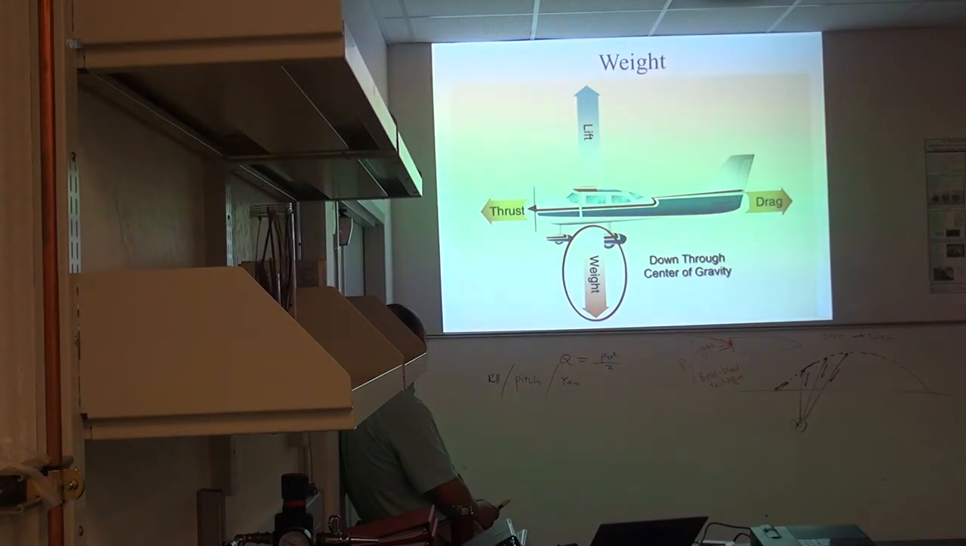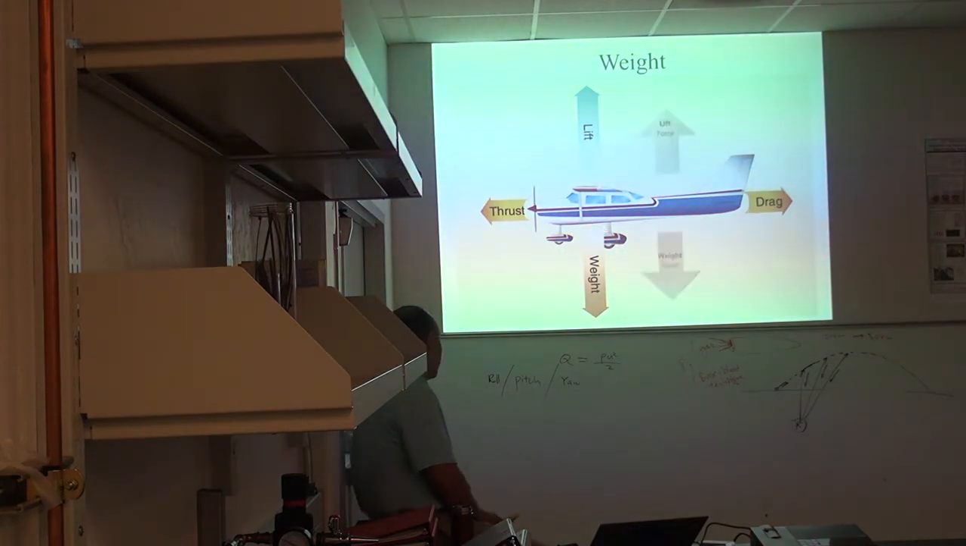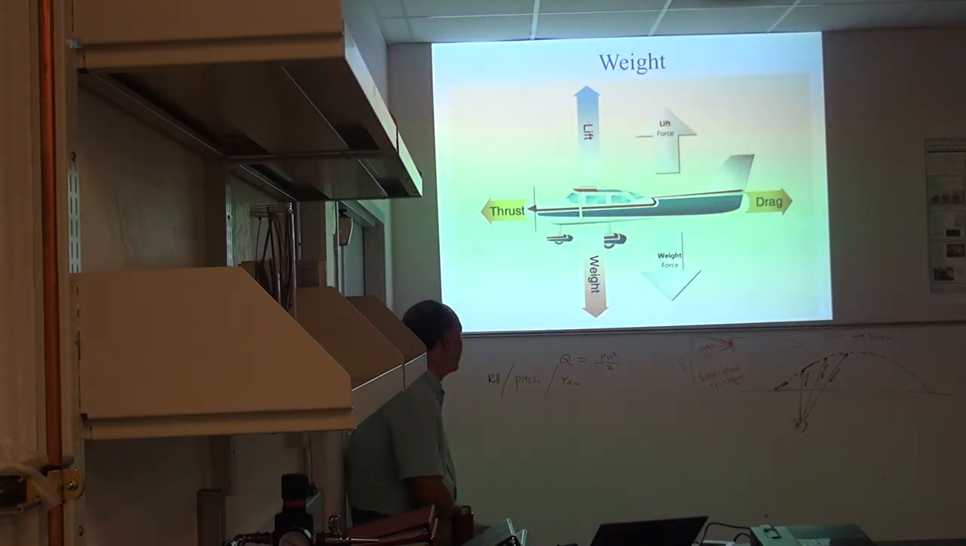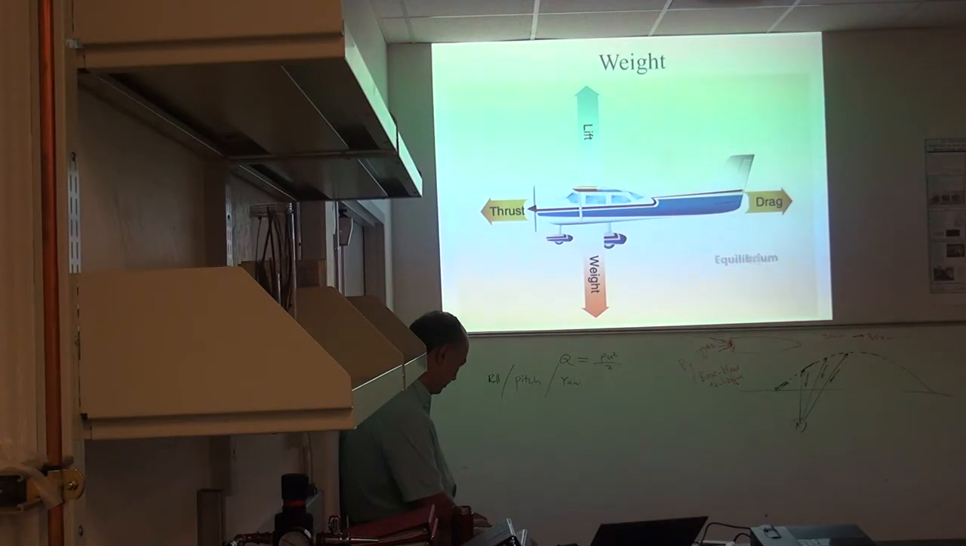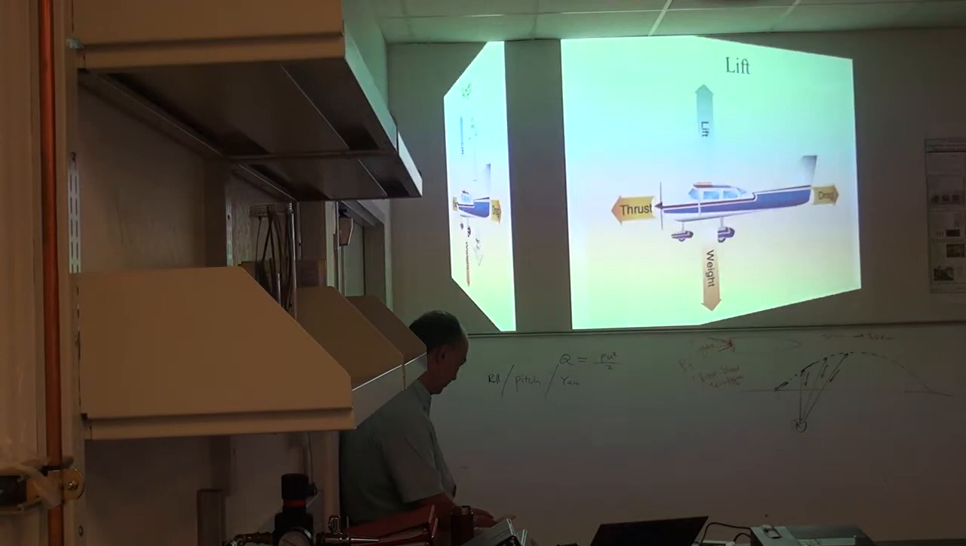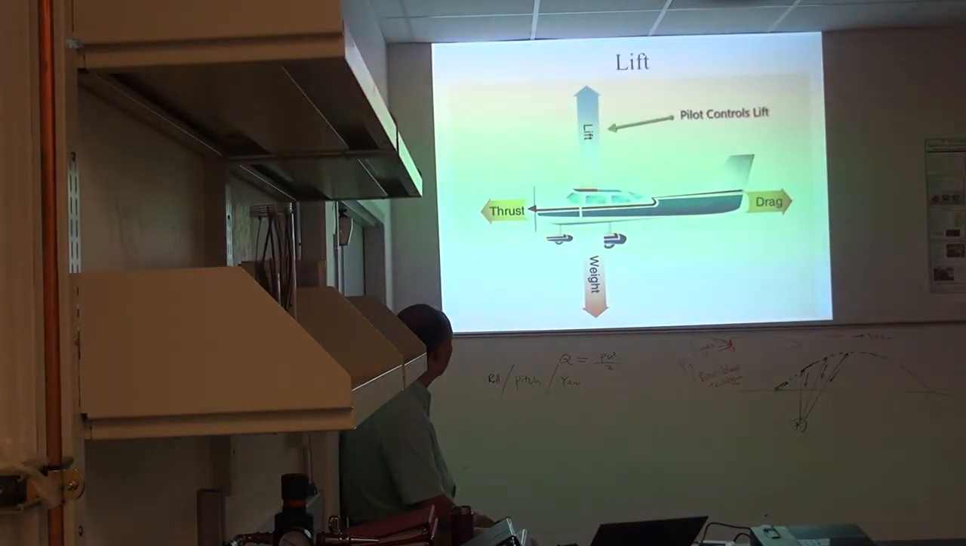In stabilized level flight, where the lift force is equal to the weight force, the aircraft is in a state of equilibrium and neither gains nor loses altitude. If lift becomes less than weight, the aircraft loses altitude. When lift is greater than weight, the aircraft gains altitude. The pilot is able to control lift.